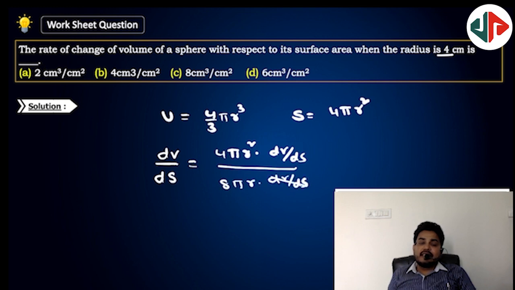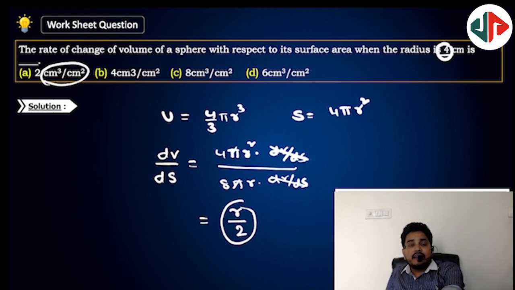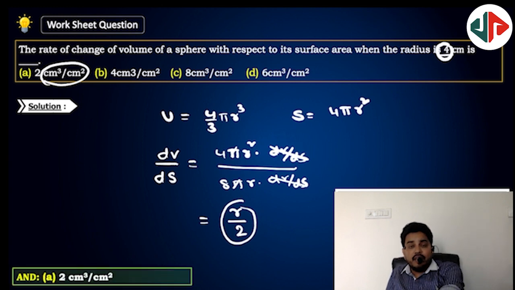The pi cancels. This is equal to r by 2. R is 4, so 4 by 2, which is 2. So 2 centimeter cube per centimeter square is the answer. Units are also very important.